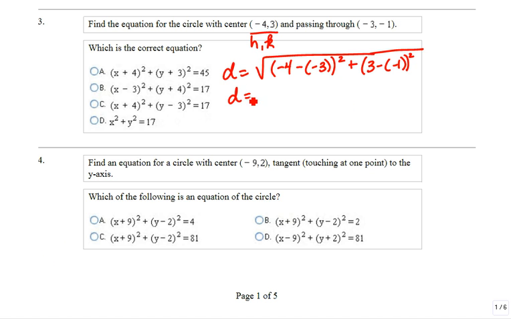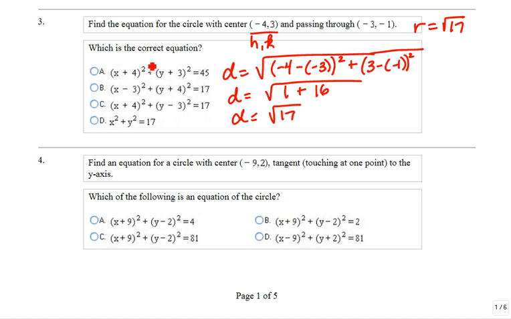So therefore we get d is equal to the square root of (-4 - (-3)), which is negative 1, squared is 1. And then 3 minus a negative 1 is really 3 plus 1, or 4, right? Because when we square it, we get 4 squared, or 16. So the distance between those 2 points is the square root of 17. So now we know what the radius is. The radius is the square root of 17.